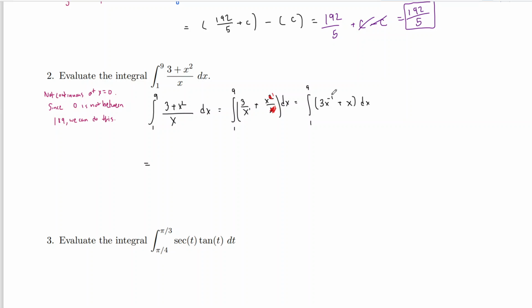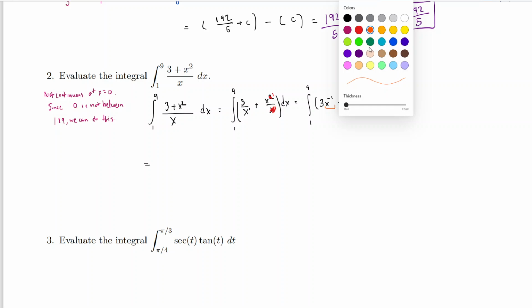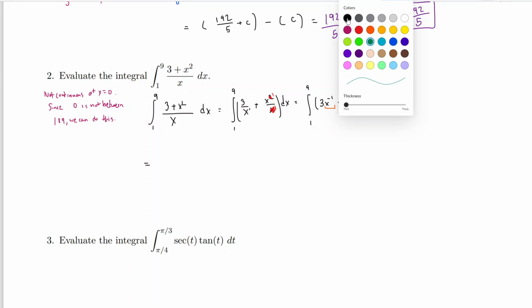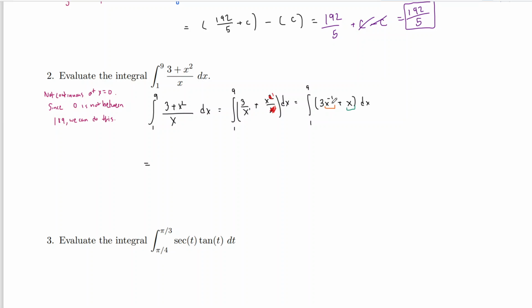Well, if we broke this up, we would do the antiderivative of this part plus the antiderivative of this part, and the 3 wouldn't matter. So really we want to answer 2 questions. What is the antiderivative of x to the negative 1? And what is the antiderivative of x? And I'll use different colors just to really highlight them. Now the 3 is just going to stick around.